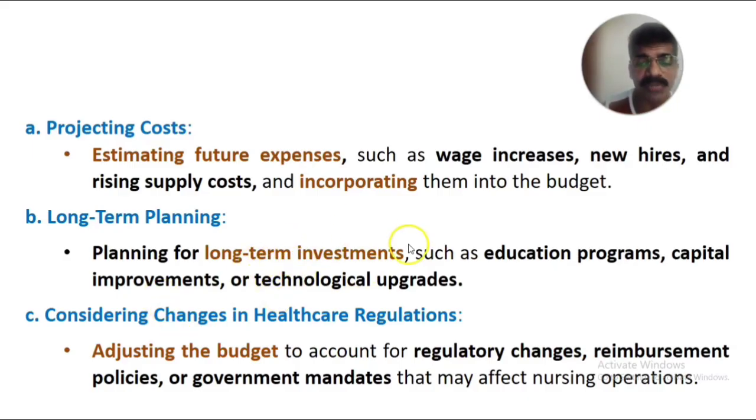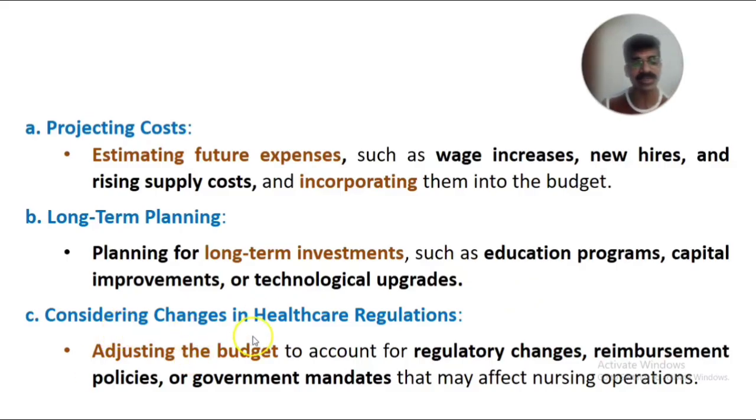So planning for long-term investments such as education programs, capital improvement, or other technological upgrades to increase the budget or profit or outcome of the hospital. Long-term planning includes planning for long-term investments for the hospital to increase the budget, such as educational initiatives, then capital improvement by selling the shares, etc. Capital improvements and technological upgrades are for the smooth functioning and to increase the profit of the hospital.